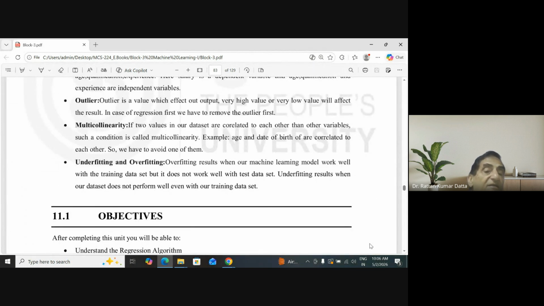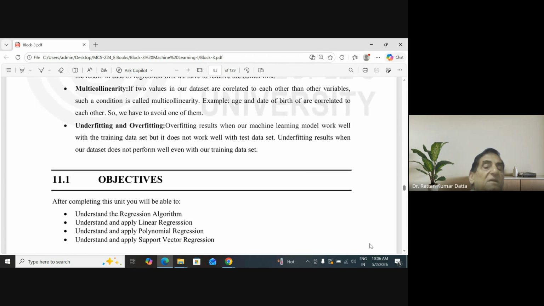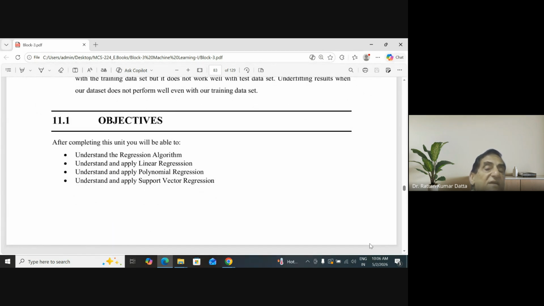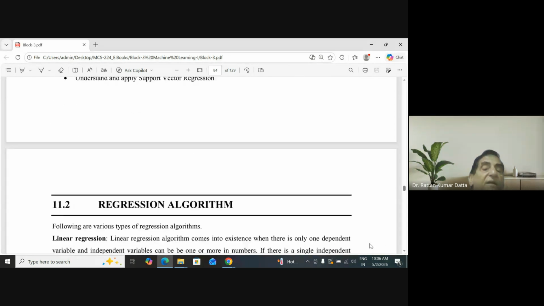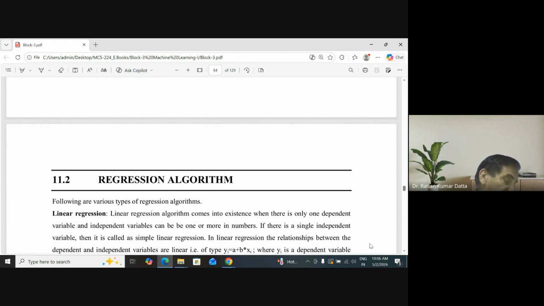Then underfitting and overfitting. Overfitting results when our machine learning model works well with the training data set, but does not work well with the test data set. Underfitting results when our model does not perform well even with our training data set. So these are the things. Understand the regression algorithms, understand and apply linear regression, polynomial regression, support vector regression. We call it SVM, support vector machine, and SVR, support vector regression.